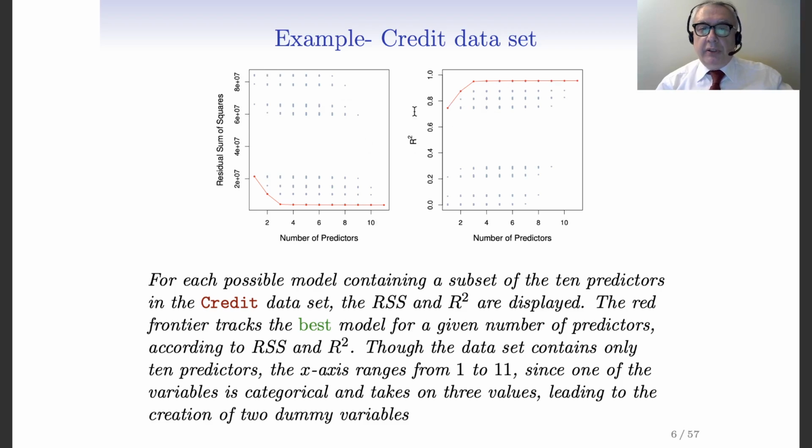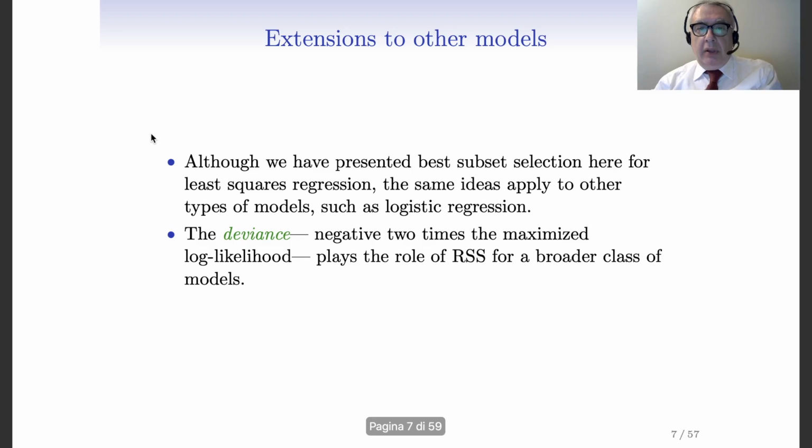So you consider all the possible models, you measure the performances, you take for each number of parameters the best model, and so these are the 11 models that you are comparing in the last selection step. Of course, you have also the null model, so as a matter of fact, there will be 12 models. Okay. This can be extended also to other models.